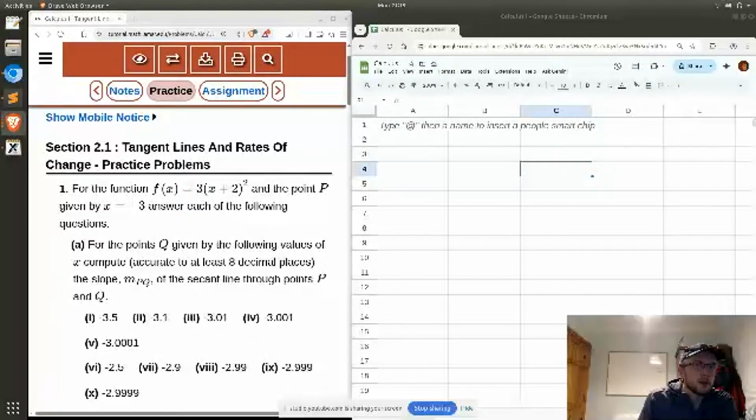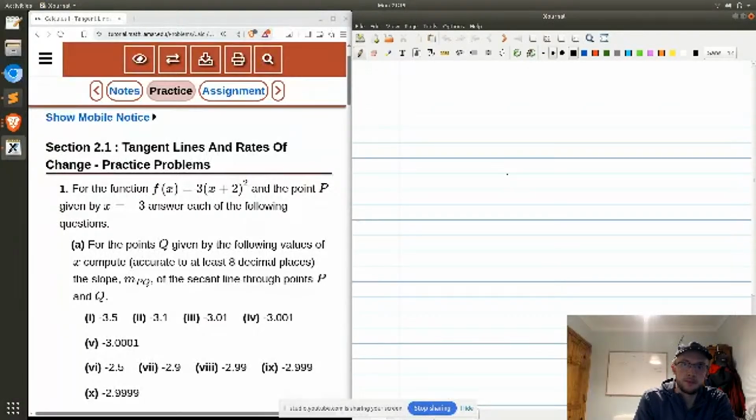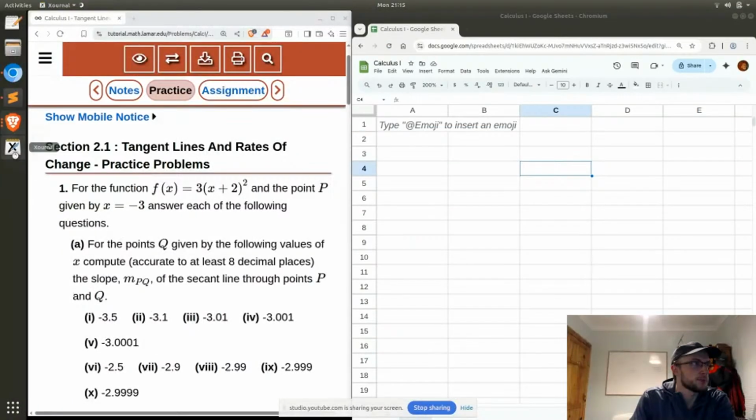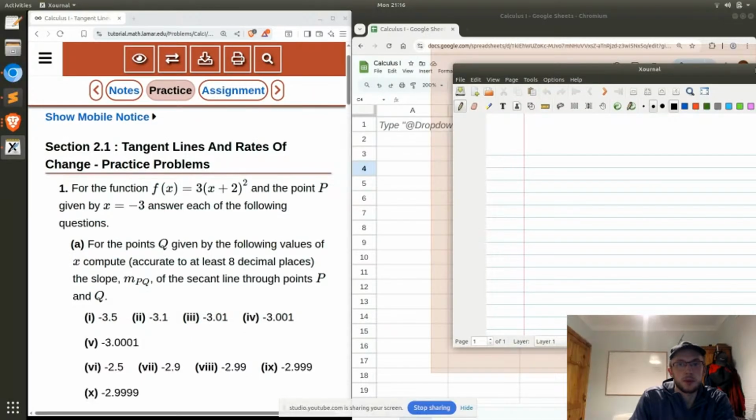Okay, so this is tangent lines and rates of change, which without a doubt is not an exciting topic for me, not at all, but I must press through.